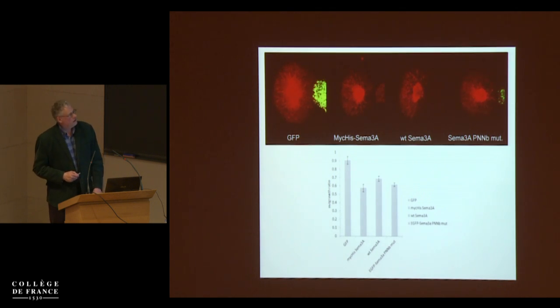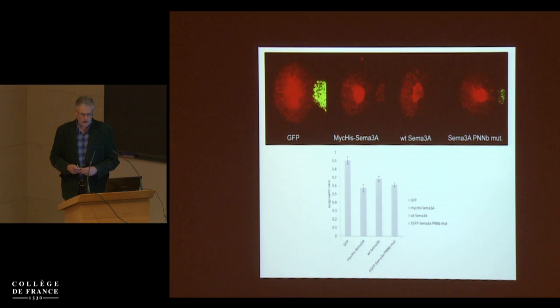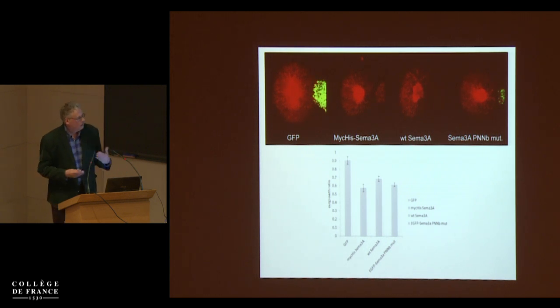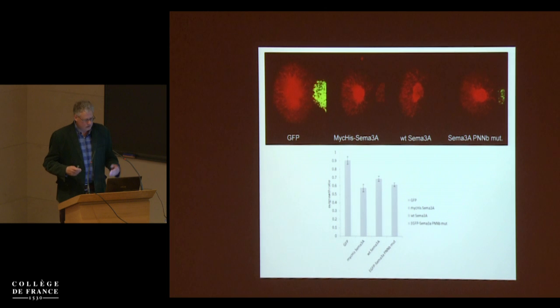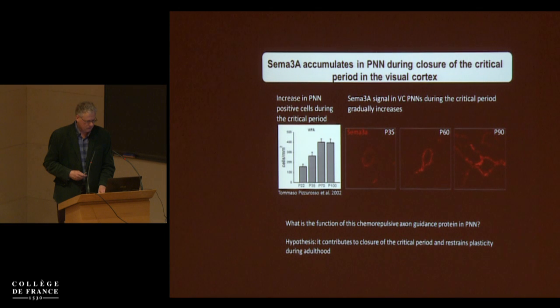These are repulsion assays. So these cells here either express GFP, wild type SEMA3A, or his tag SEMA3A, wild type SEMA3A, and SEMA3A with the mutation in the OTX binding site, and all these constructs are clearly repulsive. There's clearly repulsion. So at the moment, we are starting to do binding experiments and competition experiments to see whether this is indeed the binding site in SEMA3A for the perineuronal nets.